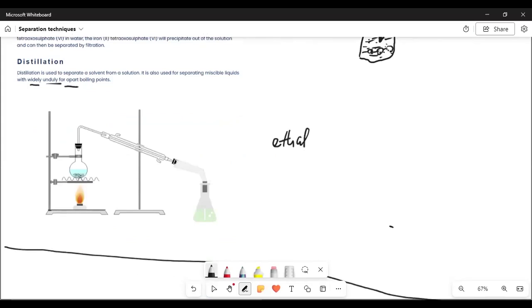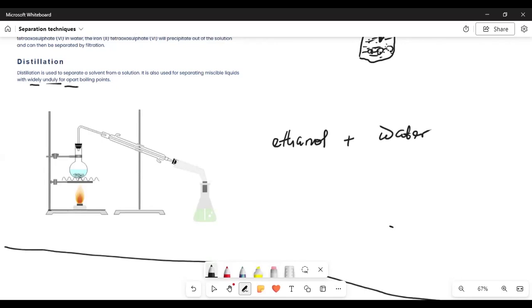Ethanol and water are miscible liquids, that is, you can mix them and they mix completely. I wrote ether instead of ethanol. Wonderful. Let me write that. Ethanol and water. They are what? Two examples of miscible liquids. Miscible liquids are liquids that mix together completely.